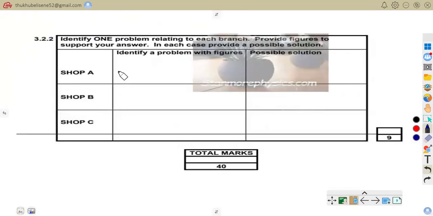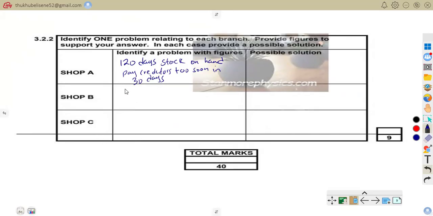So shop A, here we are on shop A. We are going to say 120 days stock on hand is a problem. Stock on hand. Also pay creditors too soon. Because he paid them in 20 days, soon in 30 days. So that is in 30 days. So this is the problem.